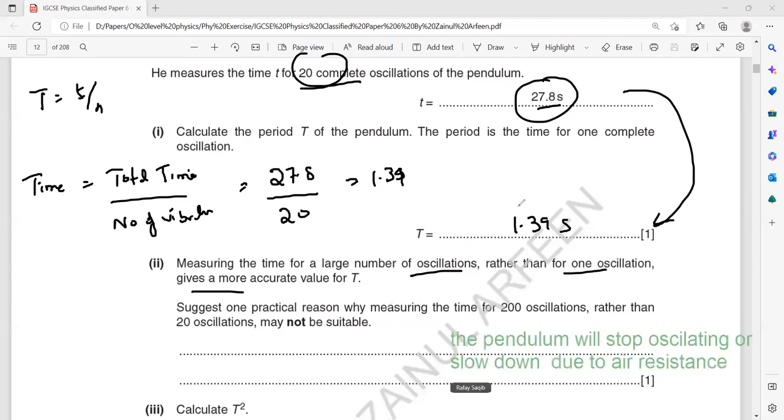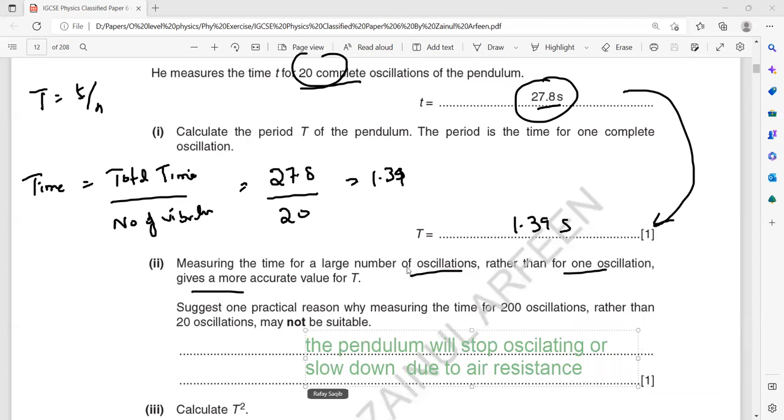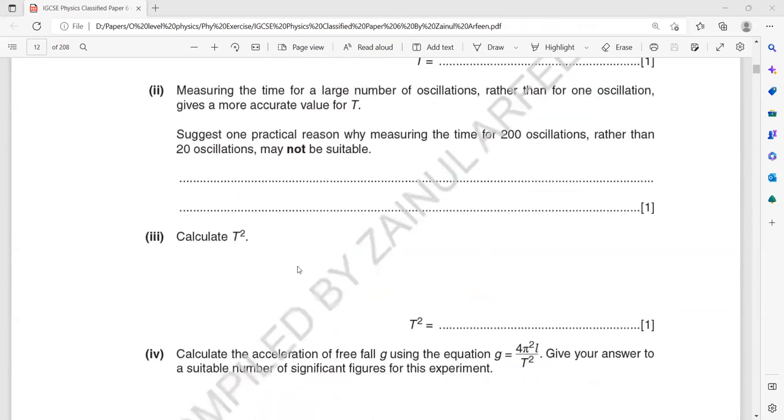Suggest one practical reason why 200 oscillations is not used: because the pendulum will stop oscillating or slow down, or we might miscount because 200 is a very big number. So there might be a miscounting. Yes, the pendulum loses energy, slows down, stops vibrating. Practically, it will not even vibrate for this many oscillations. 200 is a very high number for oscillation.